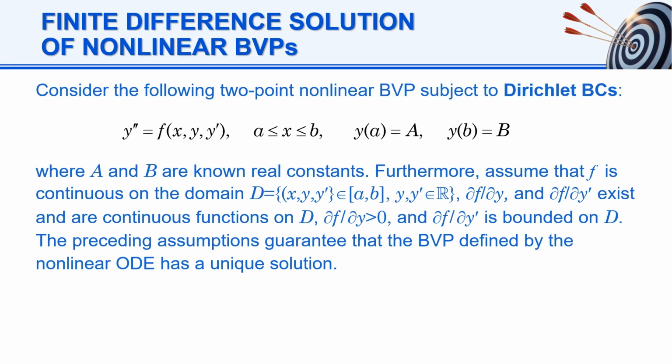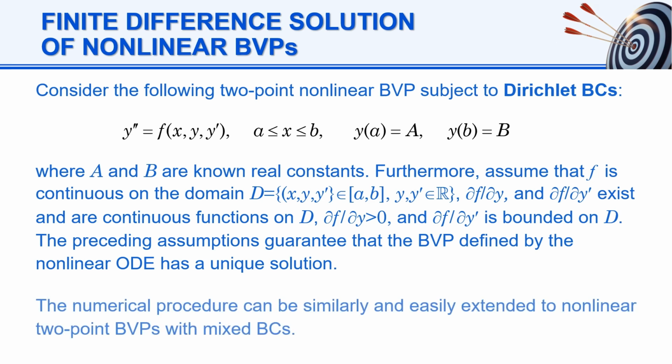The partial derivative of f with respect to y is positive, and the partial derivative of f with respect to y prime is bounded on D. The preceding assumptions guarantee that the boundary value problem defined by the nonlinear ordinary differential equation has a unique solution. The numerical procedure presented in this lecture can be similarly and easily extended to nonlinear two-point boundary value problems with mixed boundary conditions.